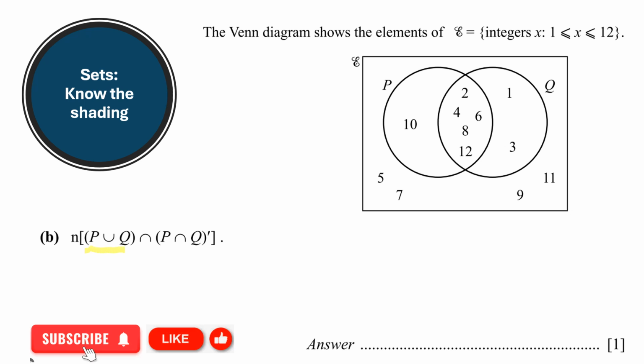The first one is P union Q. So where is P union Q? P union Q, let me shade the region. So I have it here. So this is P union Q.